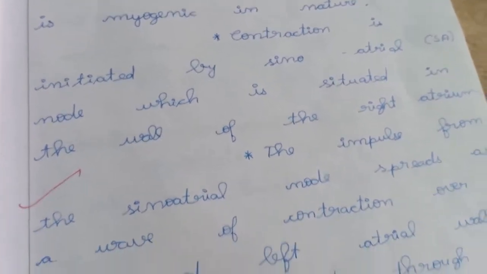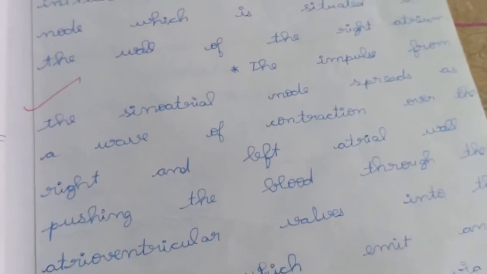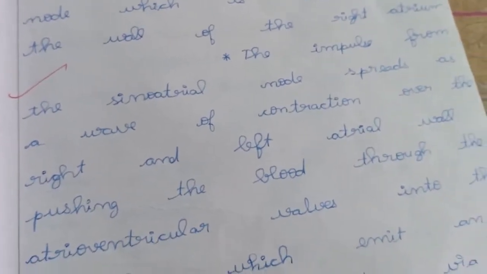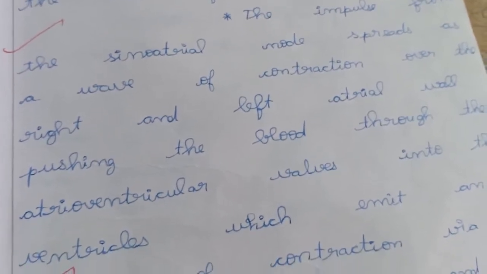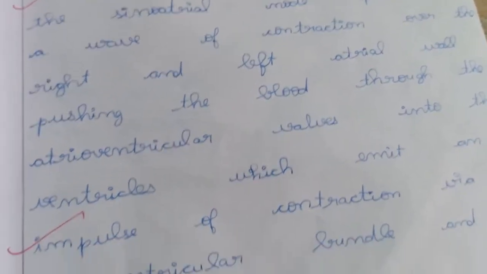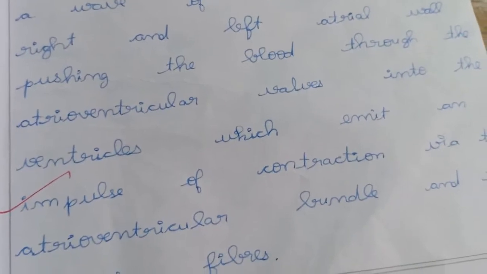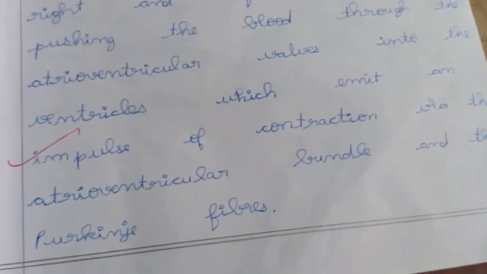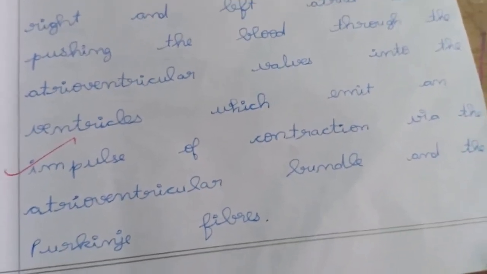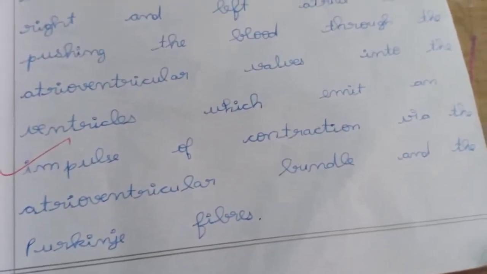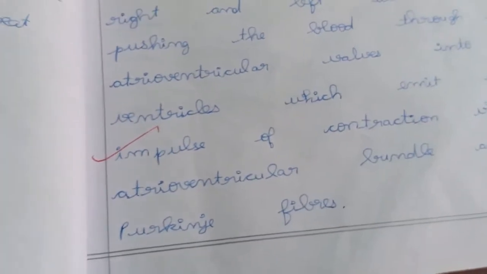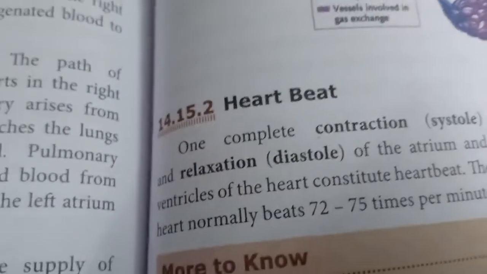We have already studied the pacemaker. The impulses from the sinoatrial node spread as a wave of contraction over the right and left atria, pushing the blood through the atrioventricular valve into the ventricles, which emits an impulse of contraction through the atrioventricular bundles called the Purkinje fibers. I have shortened it and given it. You can make note of this, or you can use the textbook answers also. It's on page number 209.